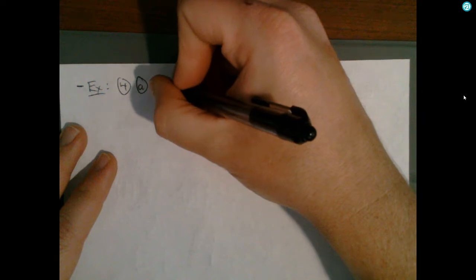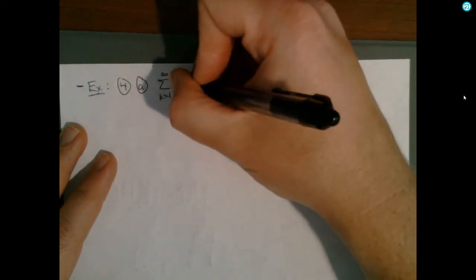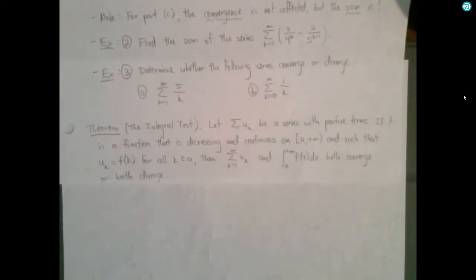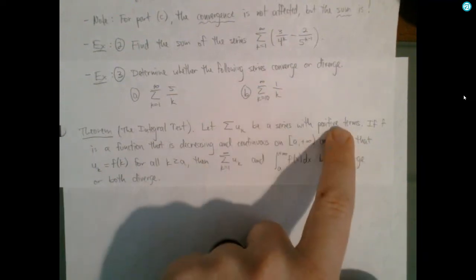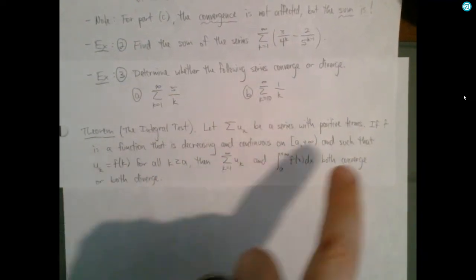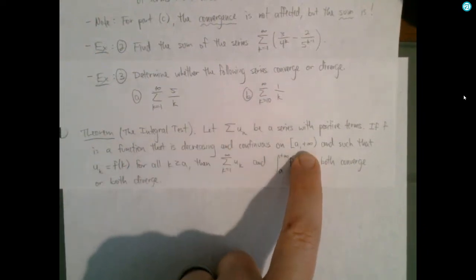All right, so we've got the sum from k equals 1 to infinity of 1 over k. We're supposed to, first of all, show that the integral test applies, and second, perform the integral test to determine if the series converges or diverges. So what conditions have to be met in order for the integral test to apply? Well, the terms all have to be positive, decreasing, and continuous.